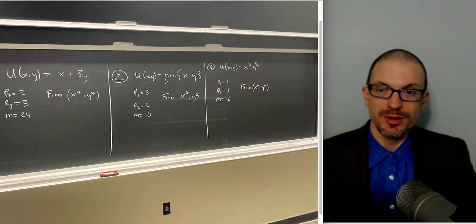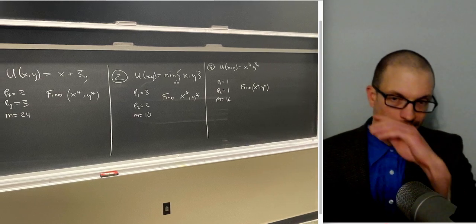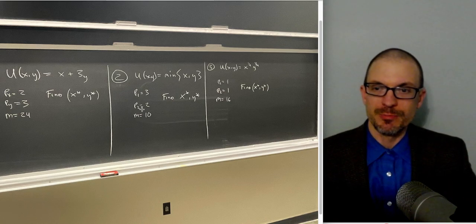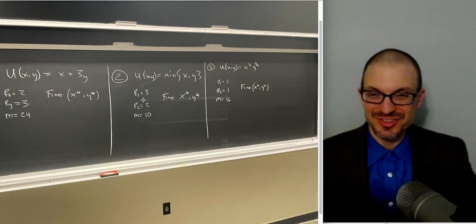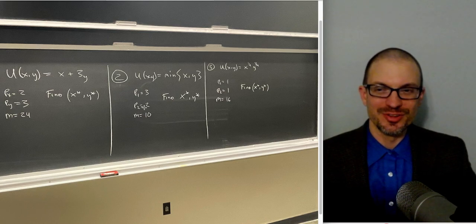For the second one, utility is coming from whichever is the smaller of x and y. Price of good x, I wrote it as 1 here. Price of good x is 3. Price of good y, I know I wrote it as 2, but fine, it's just y, right? So price of y is 2. Price of x is 3. Income is 10, right? And so you want to find the optimal bundle.